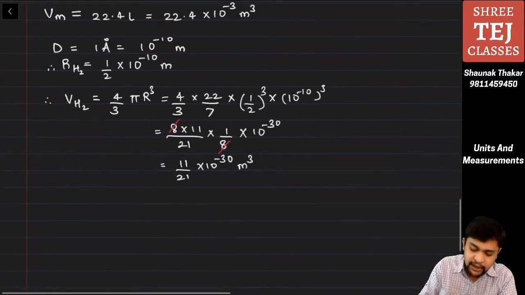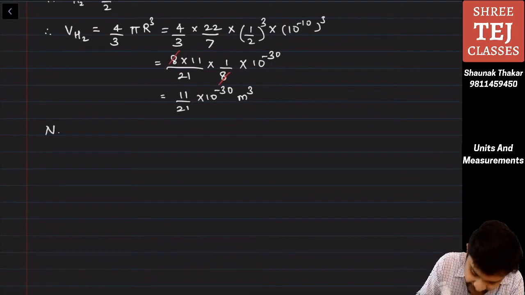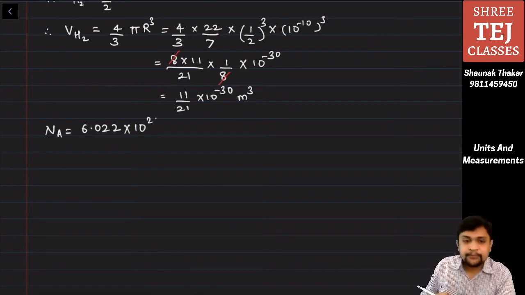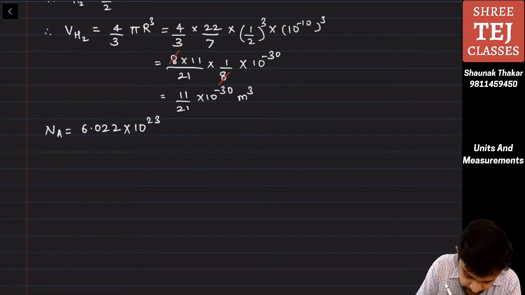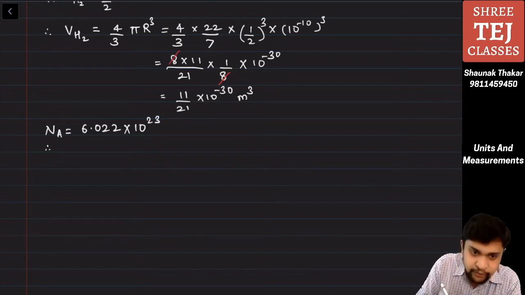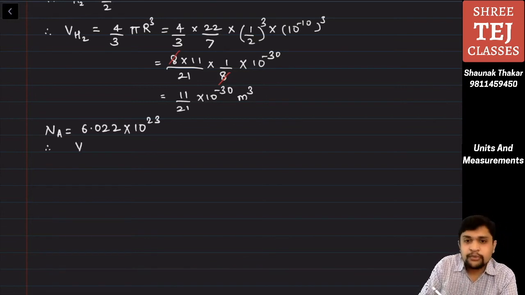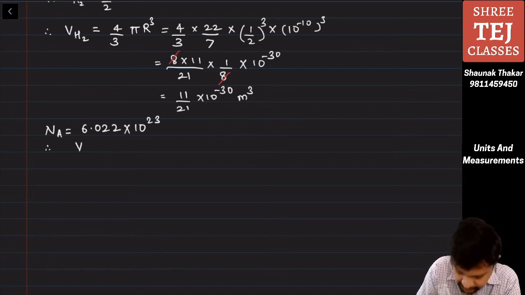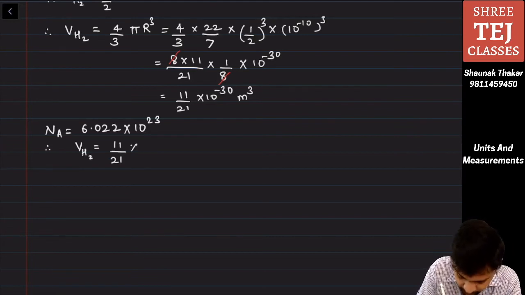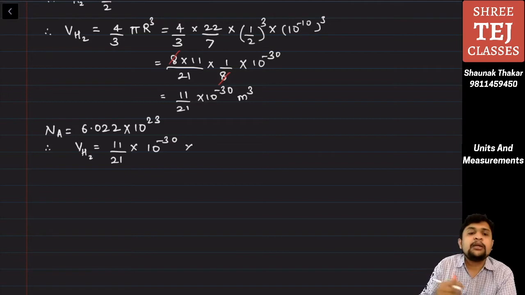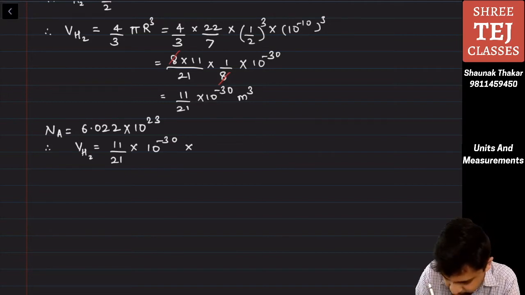Now we know what Avogadro's number is. Na is equal to 6.022 into 10 to the power 23. Therefore, what will be the volume of 1 mole of hydrogen molecules? The volume of 1 mole of hydrogen molecules, VH2, will be 11 upon 21 into 10 to the power minus 30 multiplied by 1 mole of hydrogen molecules. So this is 6.022 into 10 to the power 23.